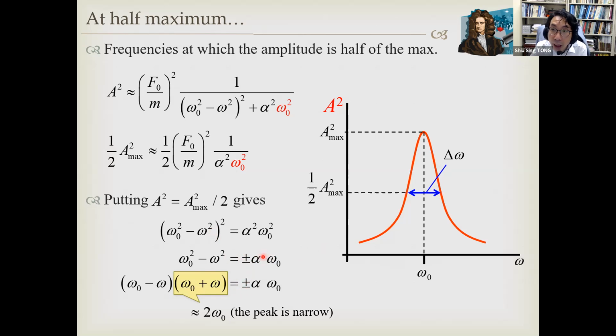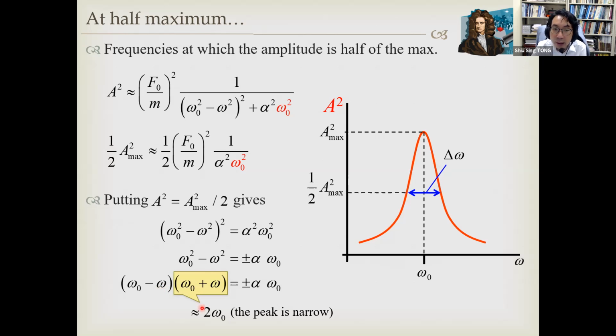Now we make another approximation. We notice that the left-hand side is omega naught square minus omega square. So it can be factorized as omega naught minus omega multiplied by omega naught plus omega. A square minus B square is A minus B multiplied by A plus B. Now I cannot make omega equal to omega naught in the first term because that will be 0.